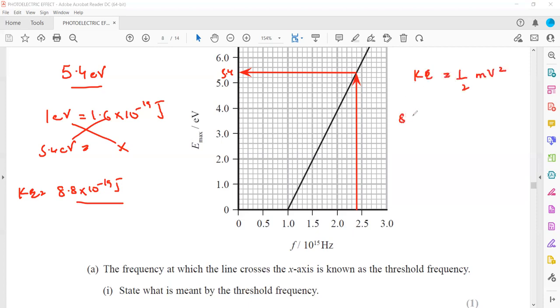The kinetic energy is 8.8 into 10 to the power minus 19. Half the mass of electron is 9.11 into 10 to the power minus 31 kilogram. The constants will be given in the exam. At the end of the exam sheet, you will find the constants, so you don't have to memorize these values, and then v squared.